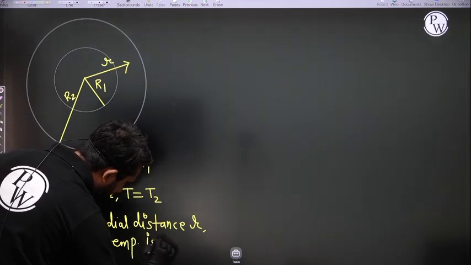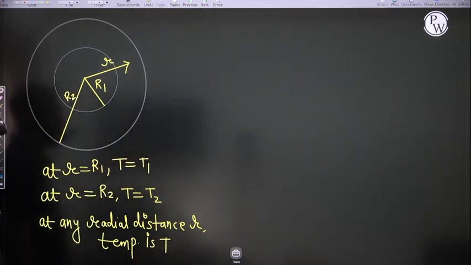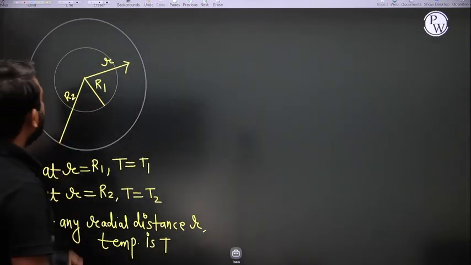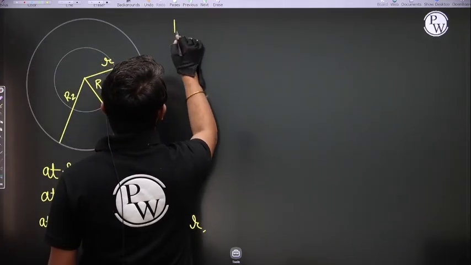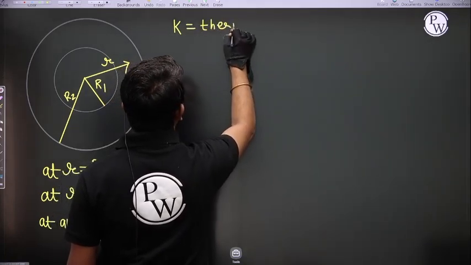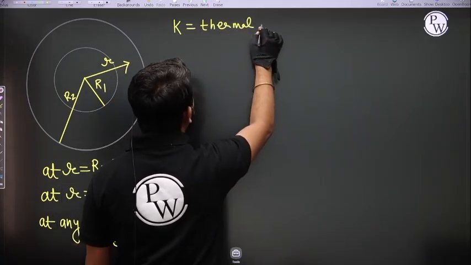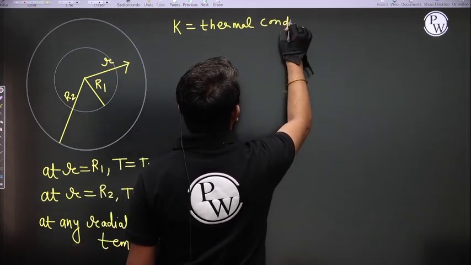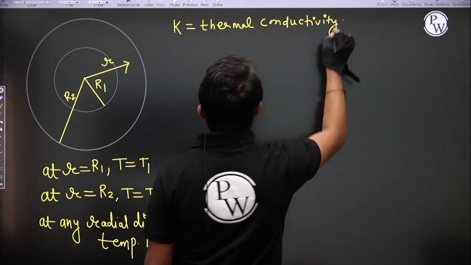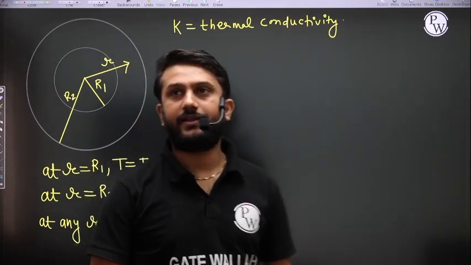Temperature is T. At any radial distance, the temperature is T. Is it clear? And the thermal conductivity of this hollow cylinder is K. K is the thermal conductivity, right?